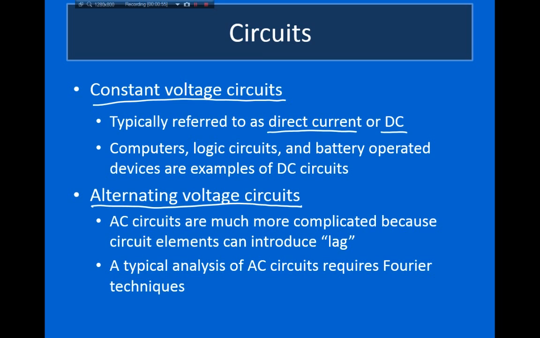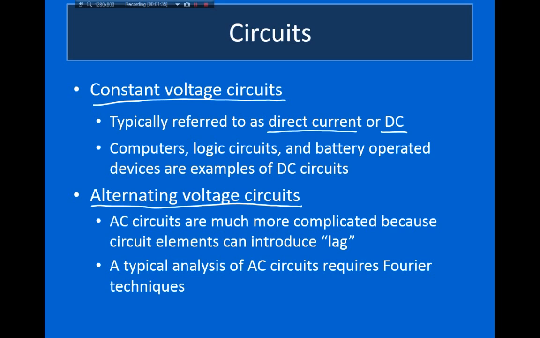And it turns out that analyzing AC circuits is much more complicated than analyzing DC circuits. And the main reason for this is that the voltage drop across different circuit elements in an AC circuit tends to lag the voltage that's supplied by the voltage source. So this can make things very complicated, and the typical way that we deal with this is that we analyze AC circuits using Fourier techniques and complex exponentials. And because the mathematics involved in analyzing AC circuits is so complicated, we're mostly going to stick to DC circuits in this class.